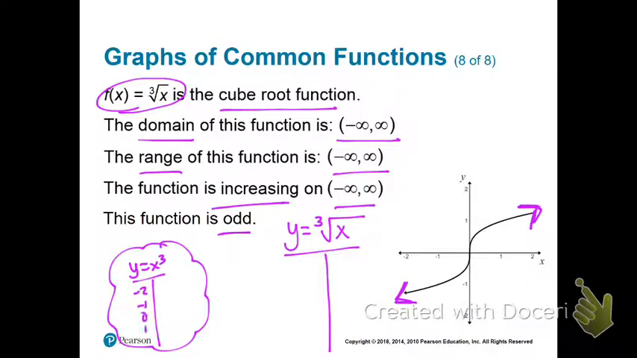Write it real quick here. And I'm literally going to switch my x and y's. So my y's that were negative 8, negative 1, 0, 1, and 8 become my x's. And my x's that were negative 2 to positive 2 are going to become my y's.